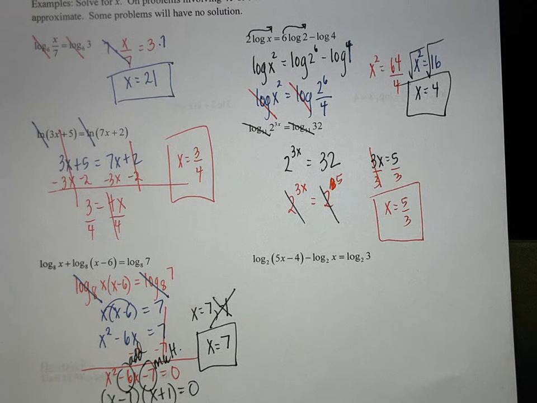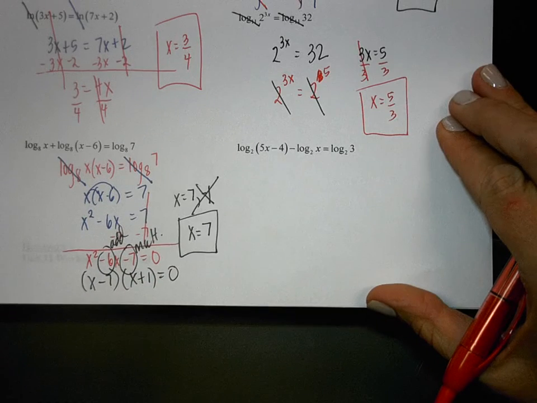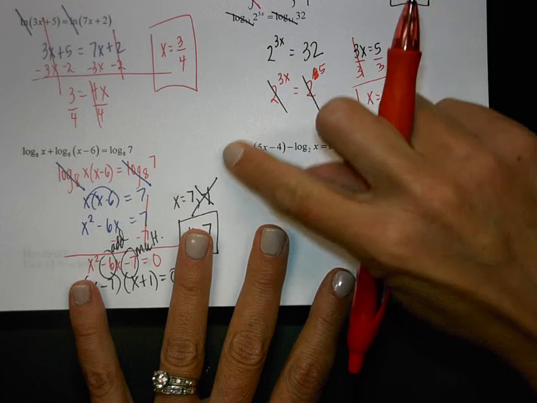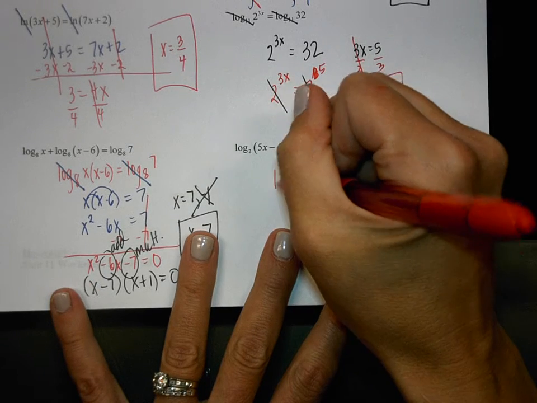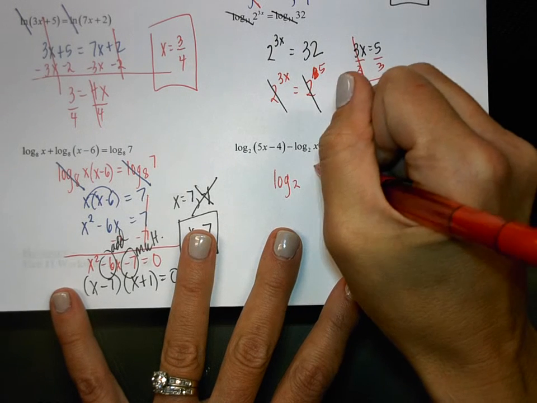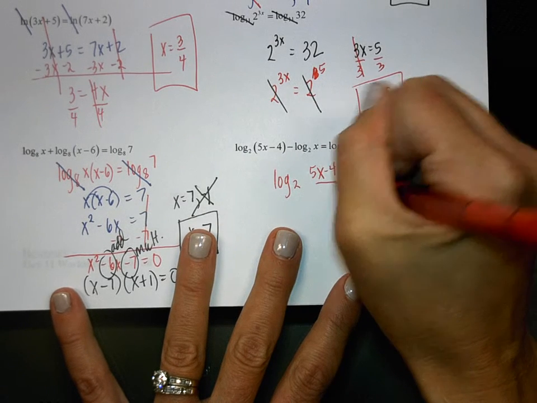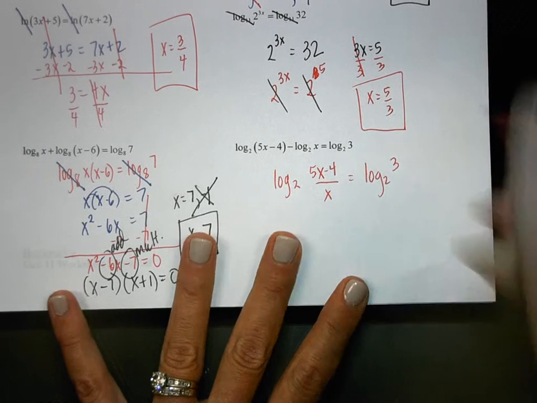Okay, any questions? All right, the next one, we need to do what first? Condense. Are there any exponents to bring up? Nope. So subtraction, we're going to change that to what? Division. So we have log base 2 of 5x minus 4 over x equals log base 2 of 3.